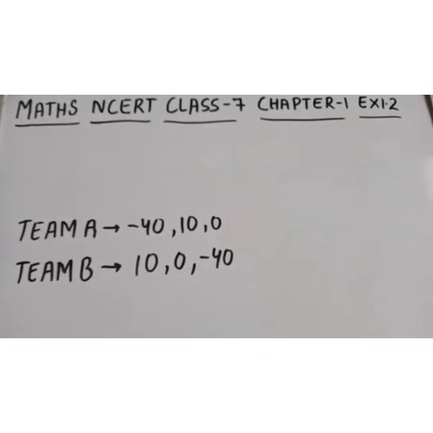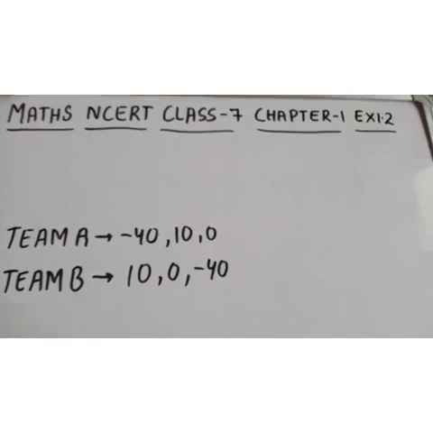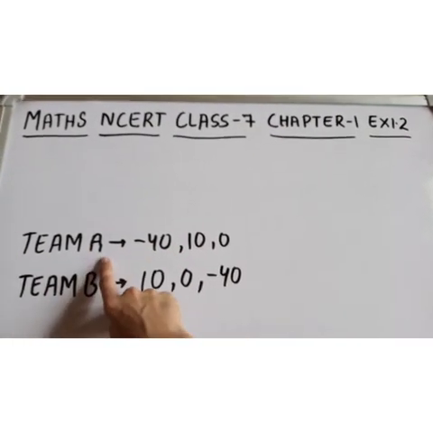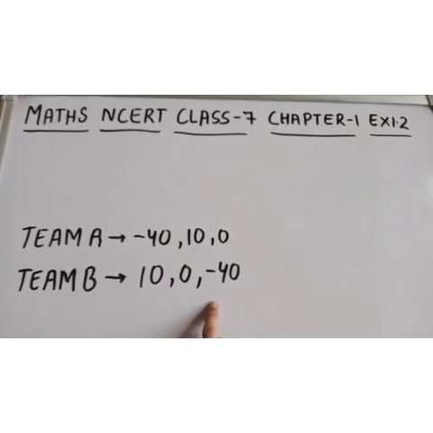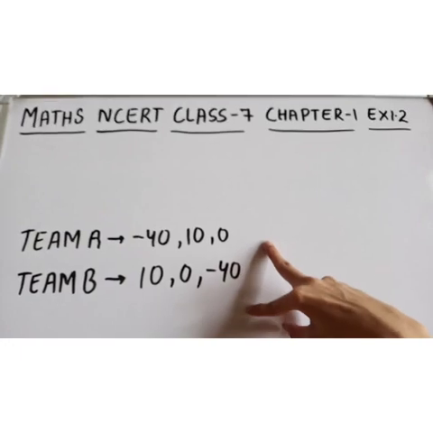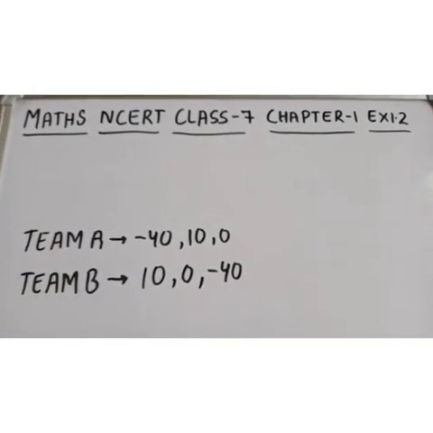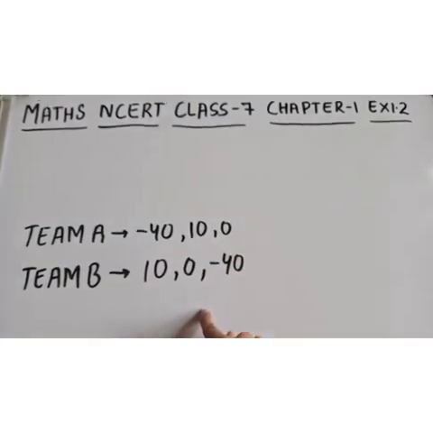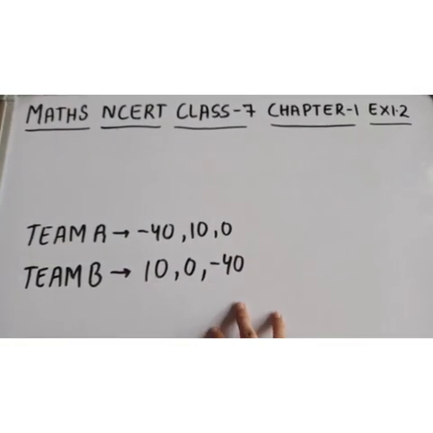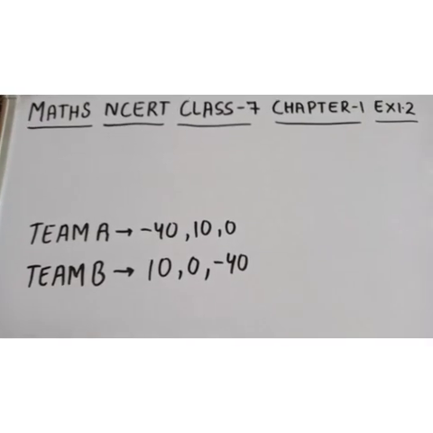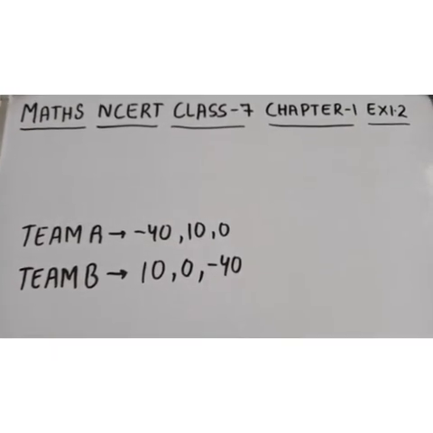So now, first of all, we will calculate the total of team A and the total of team B, because in the question, they have asked which team of the two has scored more. So first of all, we will do the total of both the teams. After that, we will check which team's score is more. So let's start.